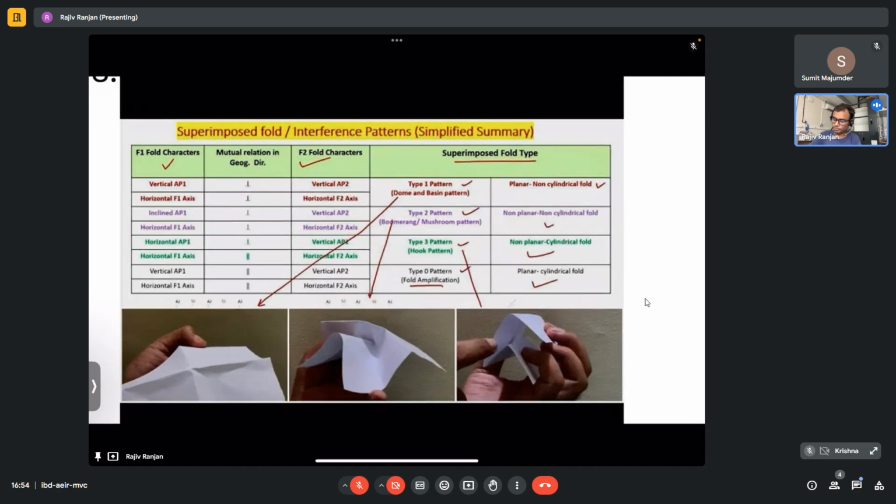If you see, type 1 is called dome and basin pattern, type 2 is called boomerang or mushroom shaped, type 3 is hook pattern, and type 0 is fold amplification. It simply amplifies, because all these axes and the axial planar cleavage are the same. They are oriented parallel to each other.